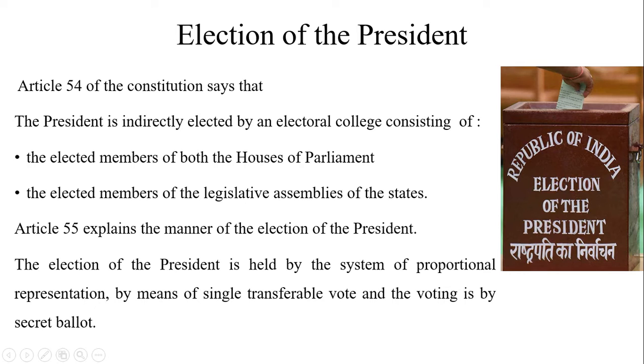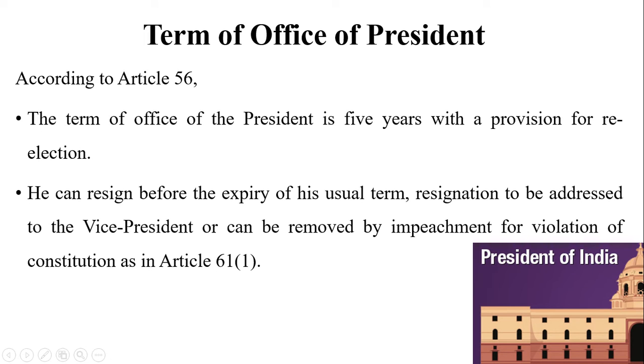Article 55 explains the manner of the election of the President. The election of the President is held by the system of proportional representation, by means of single transferable vote, and the voting is by secret ballot. According to Article 56, the term of office of the President is 5 years with a provision for re-election.